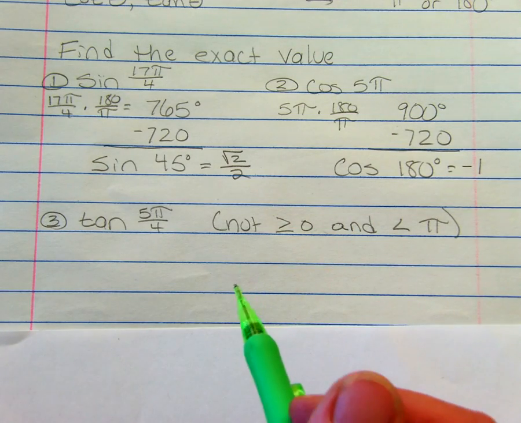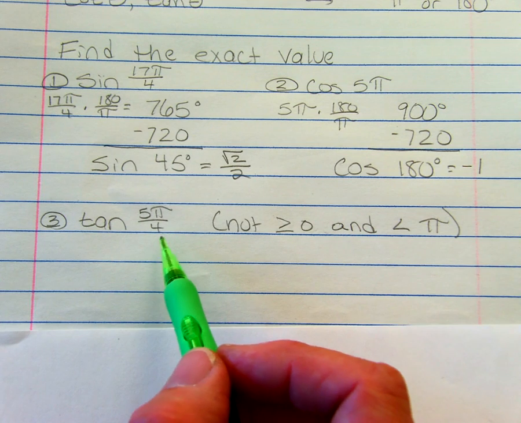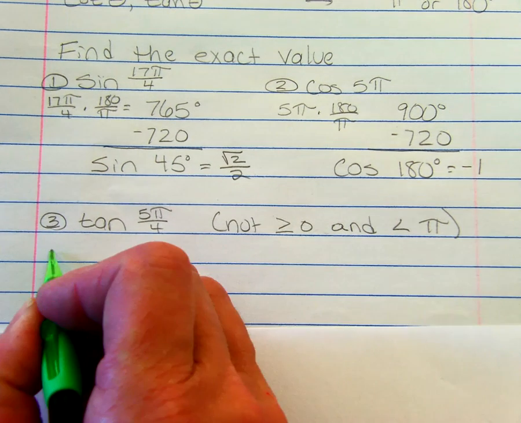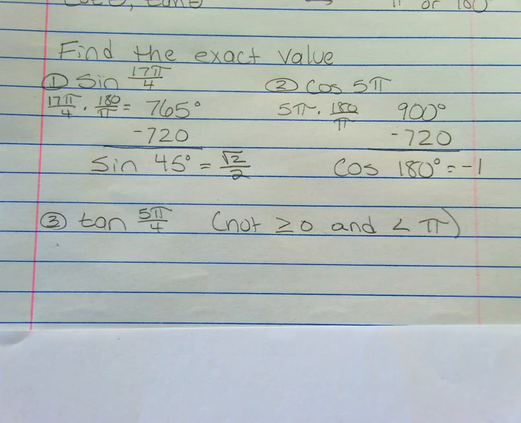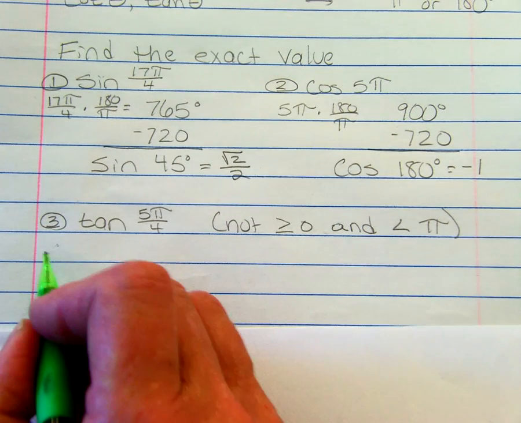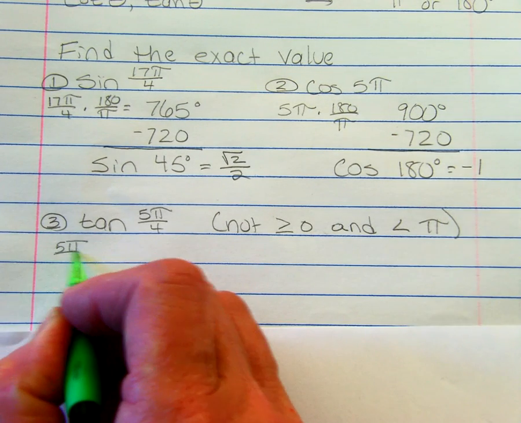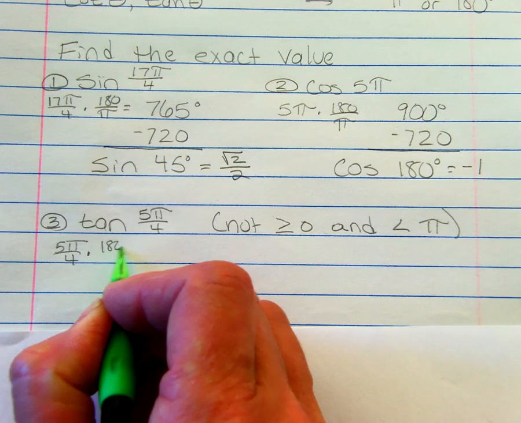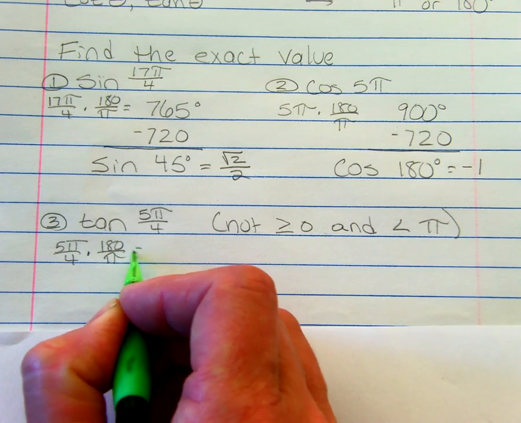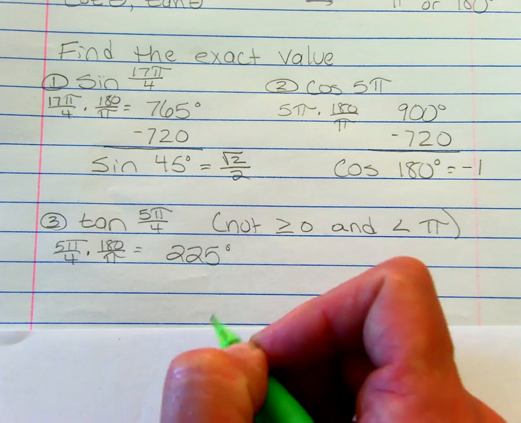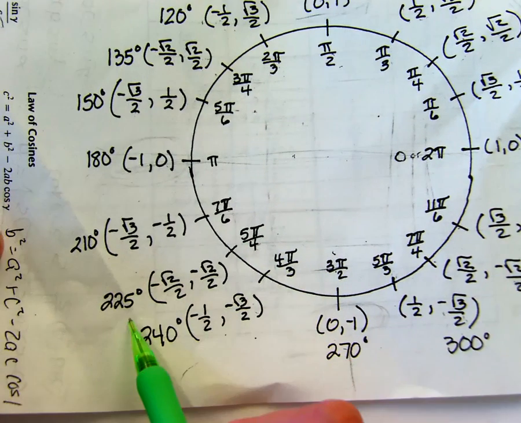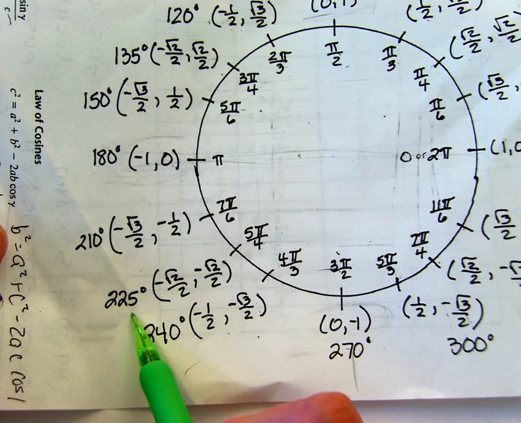So what I want to do is go ahead and convert it to degrees. You always want these in degrees because it's just easier to work with. And if you don't want to write that step down, you feel pretty comfortable with that, you don't have to write that step down. If you need the step, then write it. So 5 pi over 4 times 180 over pi. You put that in your calculator, you get 225 degrees. Or you realize 5 pi over 4 is at 225, and you wouldn't have to even do that step.